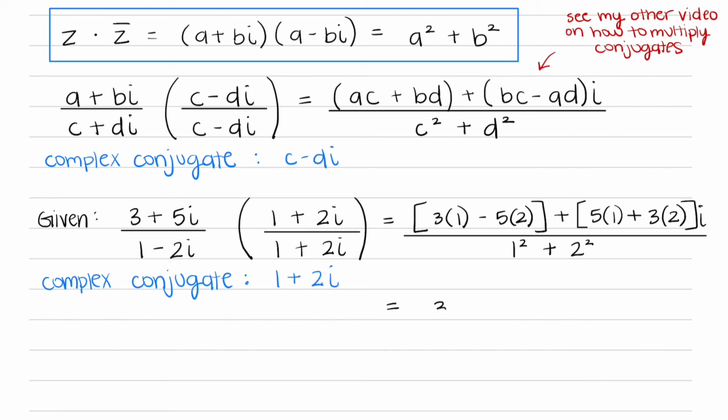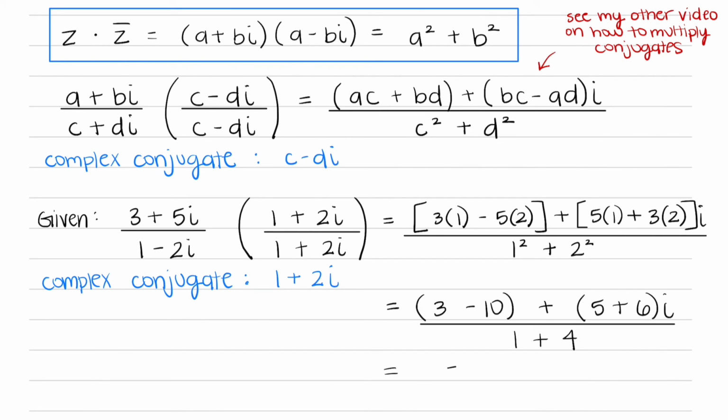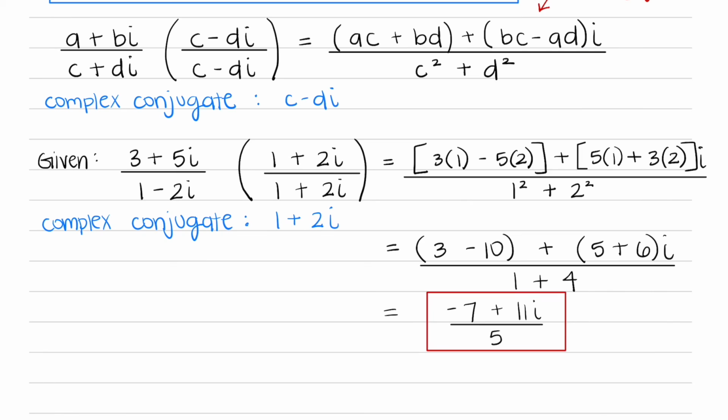So 3 times 1 is 3, minus 5 times 2 is 10, plus 5 times 1 is 5, plus 3 times 2 is 6, all times i, over 1 squared is 1, plus 2 squared is 4. So let's reduce some more. 3 minus 10 is negative 7, plus 5 plus 6 is 11 times i, over 1 plus 4 is 5. And that is your solution. You can also separate those fractions and write your solution as negative 7 over 5 plus 11 over 5i.